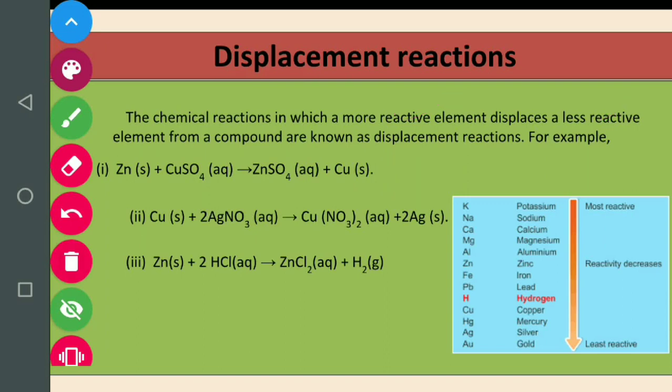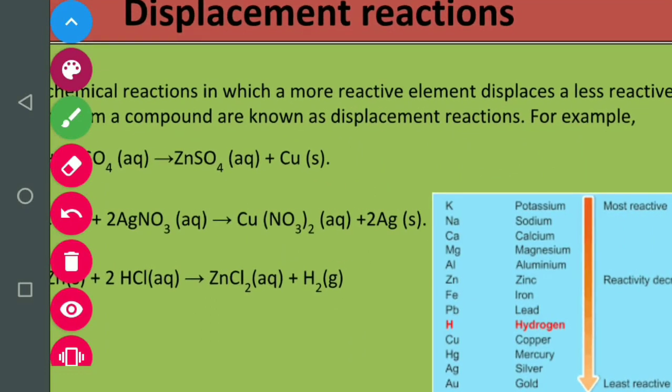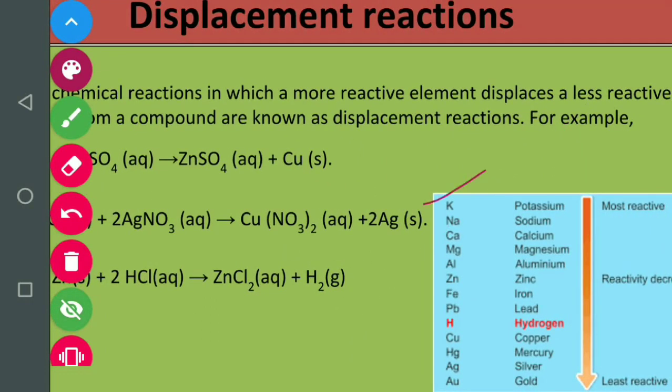Here on the right hand side, this box is given. This is your reactivity series table. In this box you can see potassium is at the top, and it is the most reactive, and gold is at the bottom, your least reactive. As you move down the arrow, your reactivity goes on decreasing. We can say potassium is more reactive than sodium, calcium, magnesium, and similarly gold is the least reactive element. Now let's take an example.